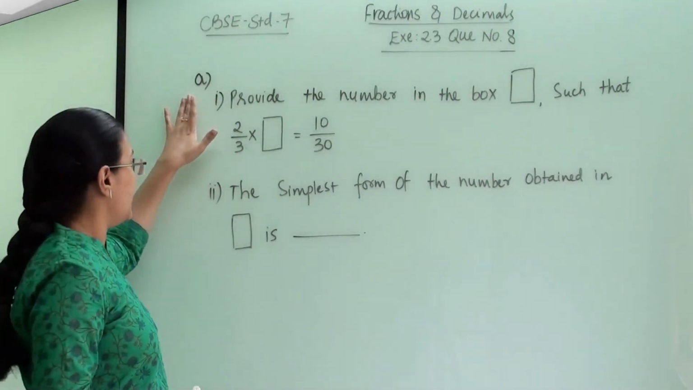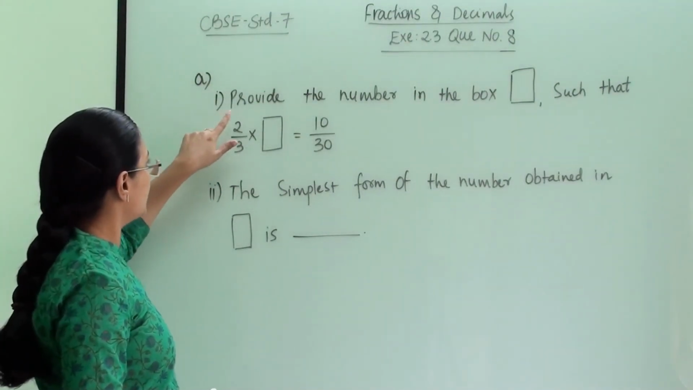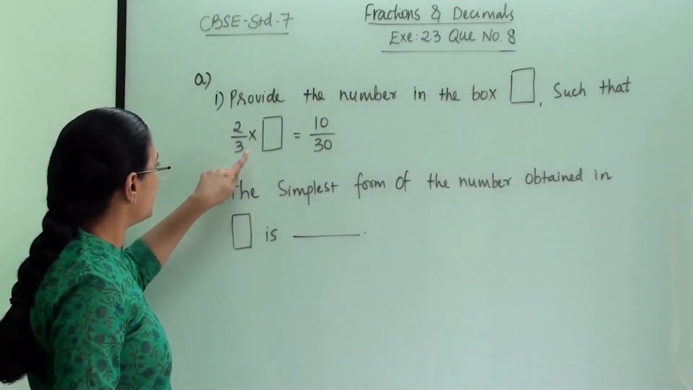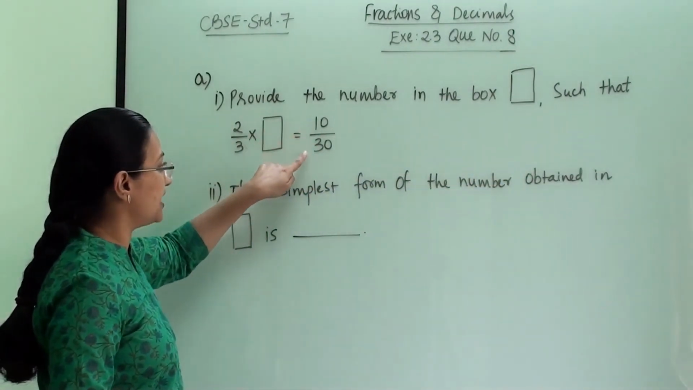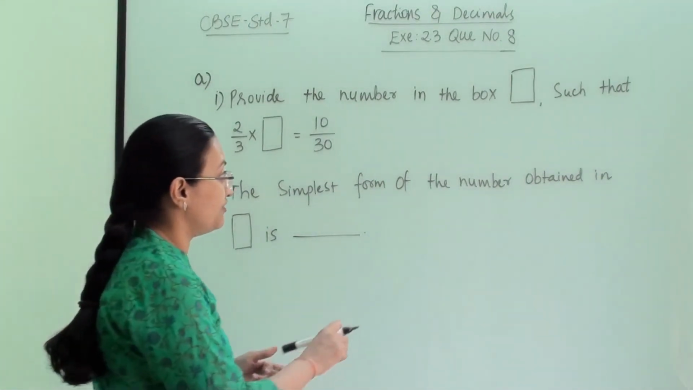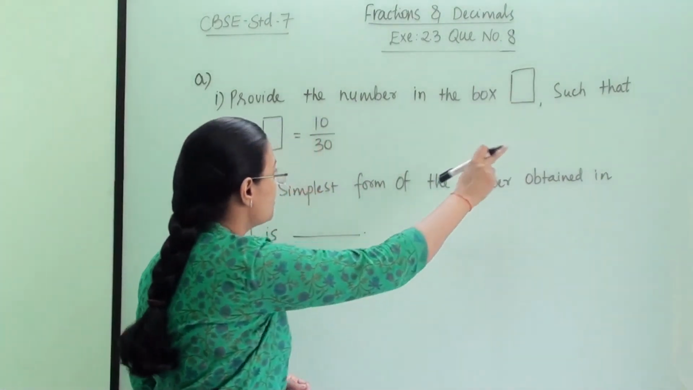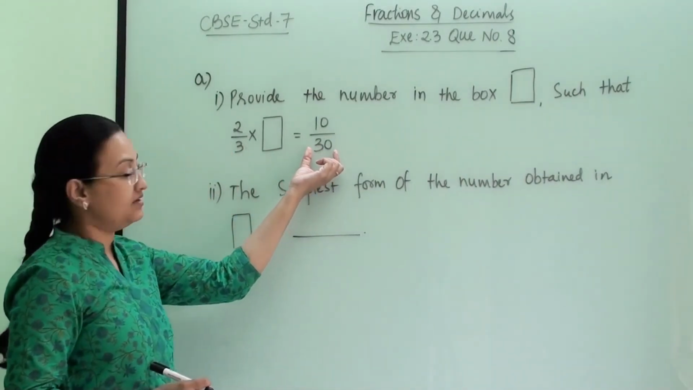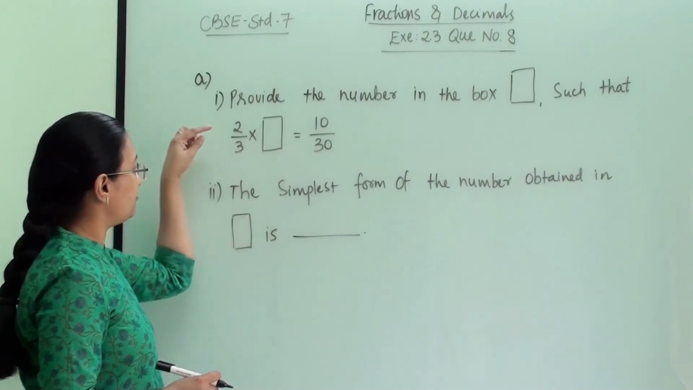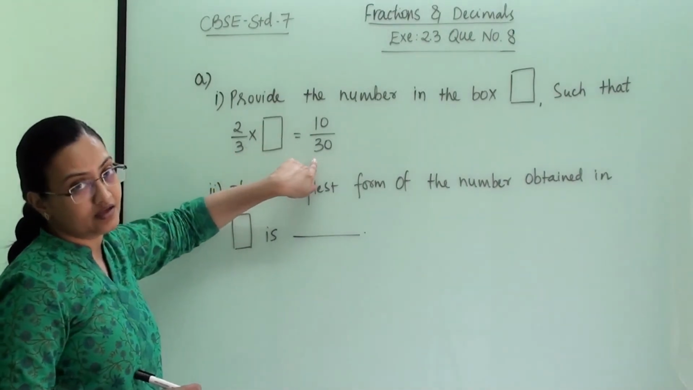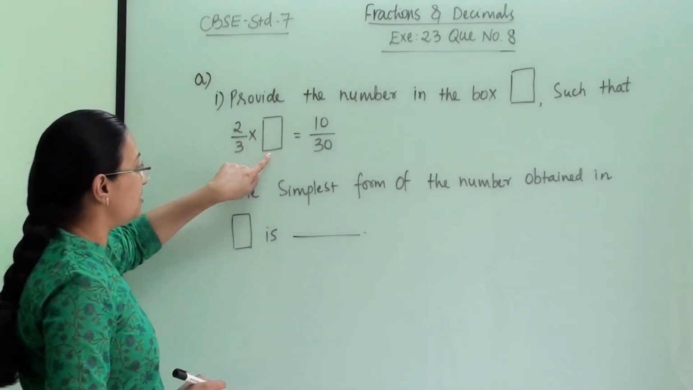So question A, sub question 1 is: provide the number in the box such that 2/3 times the box equals 10/30. So we have to write one such fraction into this box so that we will get the answer 10/30. When we multiply that fraction with 2/3, we will get 10 divided by 30. So which number will we multiply here?